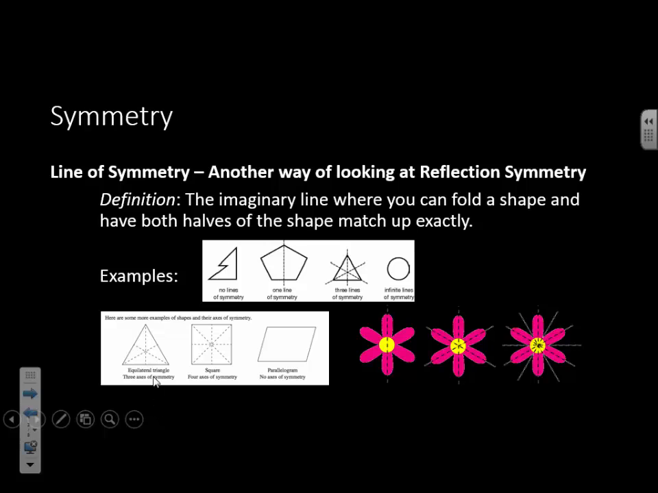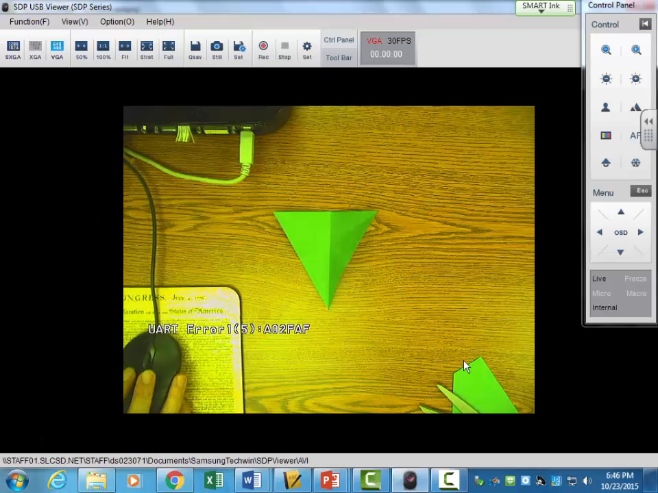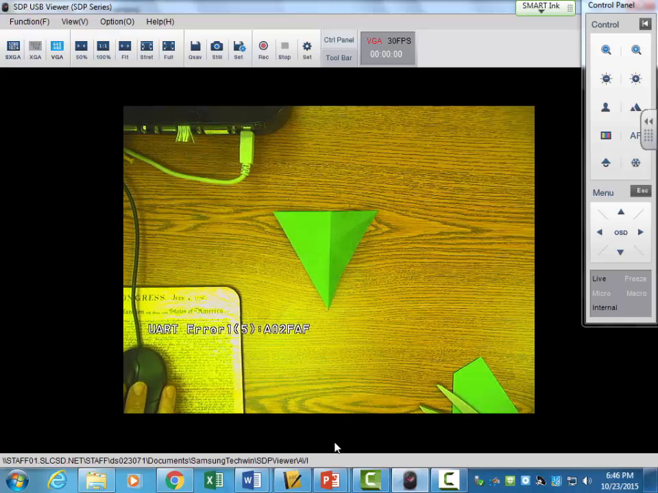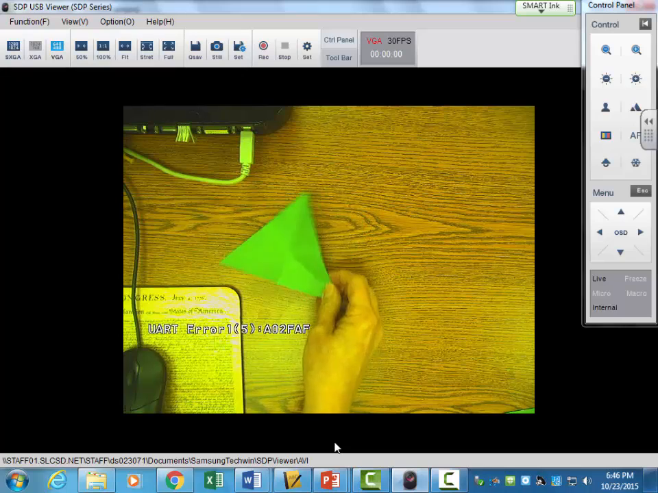All right, an equilateral triangle, here's an example down here, a square. A parallelogram now has no lines of symmetry, however, because if we fold it in any direction, it's not going to line up. This flower is an awesome example of different ways we could fold it and we'd still have symmetry.